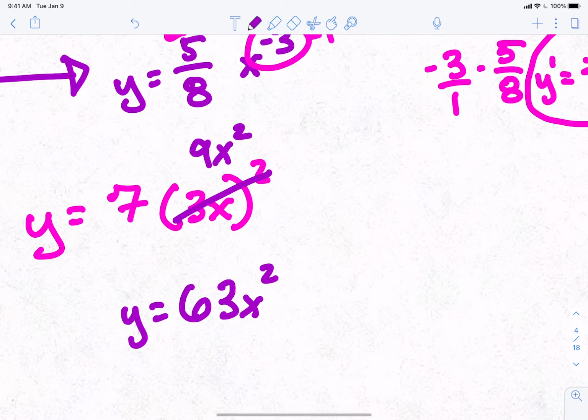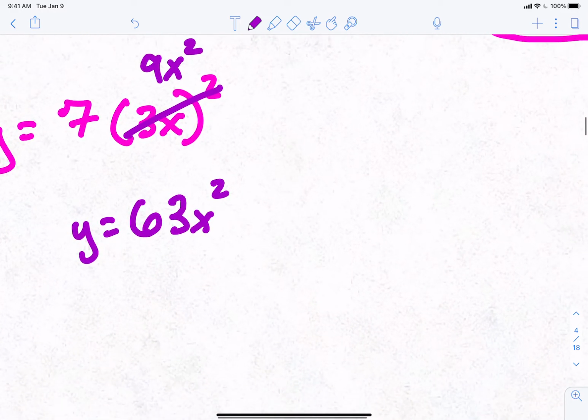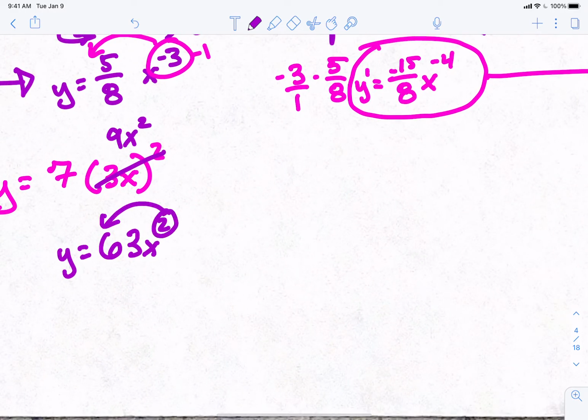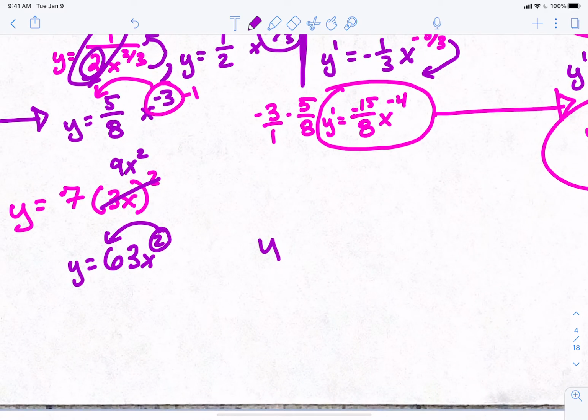Have we taken the derivative yet? No. We've just rewritten it. I know how to take the derivative of that pretty easy, right? Move the 2 down in front. What's 63 times 2? You can do that in your head. 126.